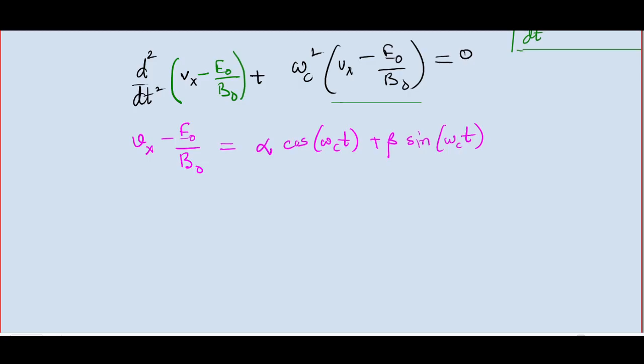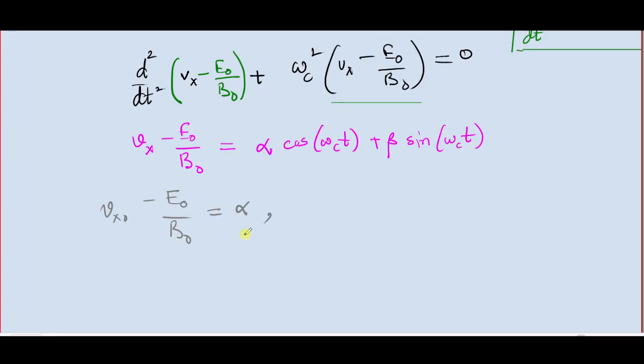It is now the turn of these arbitrary constants of integration, alpha and beta. How do we find them out? The answer is pretty simple. You use the initial conditions. The initial condition that we can immediately use is that at t equal to 0, Vx is Vx0. So at t equal to 0, this equation gives me Vx0 minus E0 by B0 is alpha into 1, cos 0 being 1, plus beta into 0, just alpha. So alpha can be immediately found out.